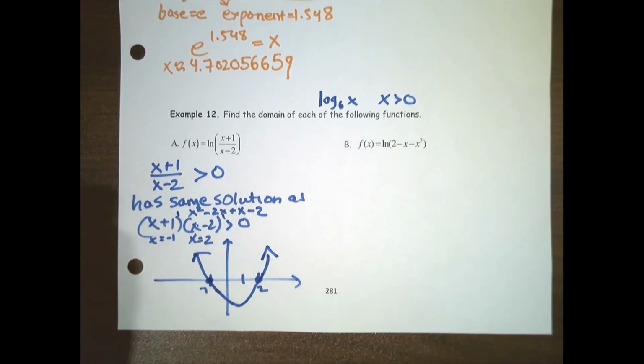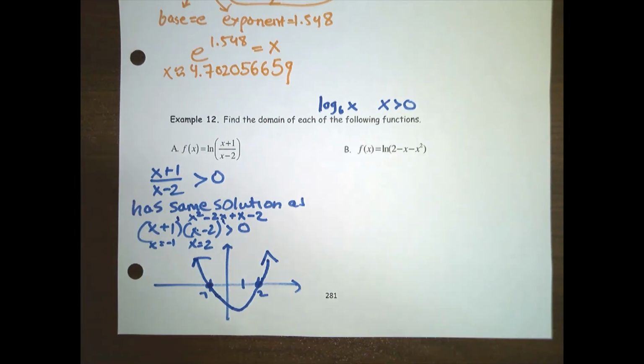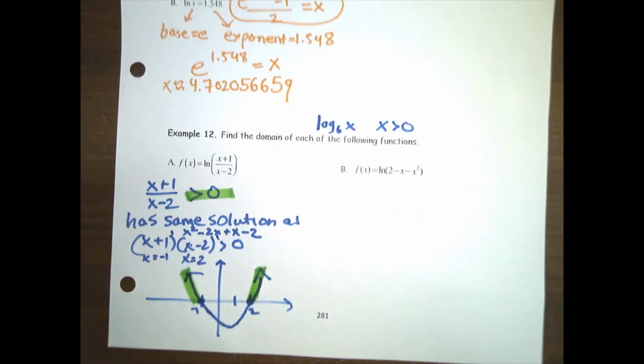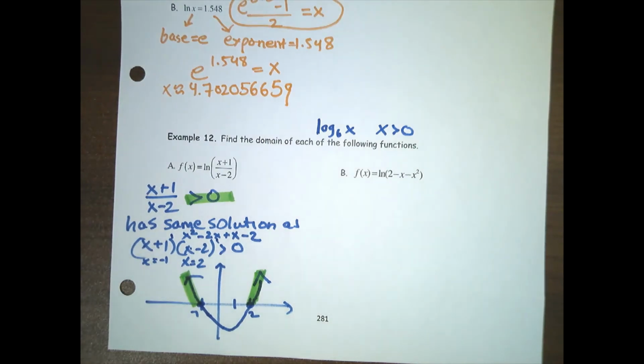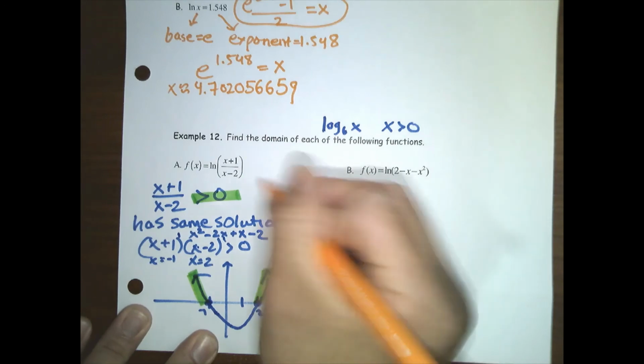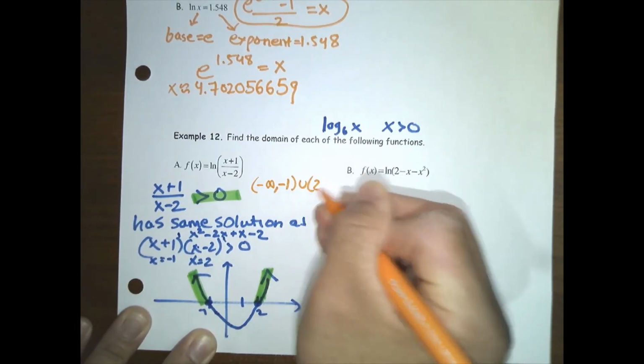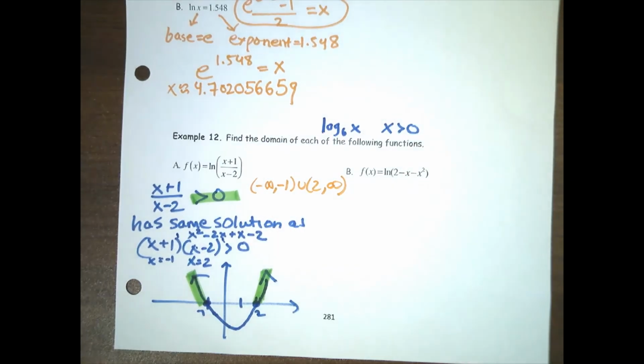And if I want to know where this is greater than 0, here it is, here and here. So therefore, the solution for the domain is -infinity to -1 and 2 to infinity.